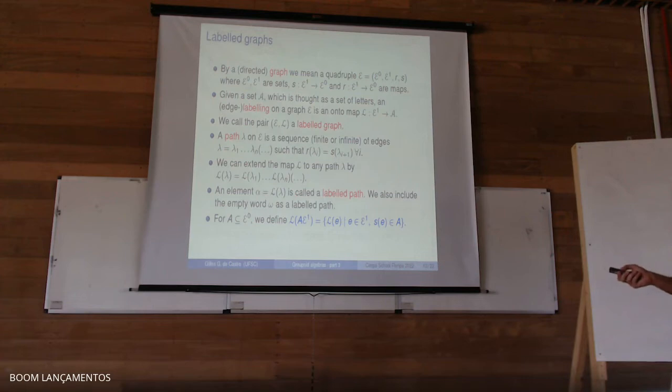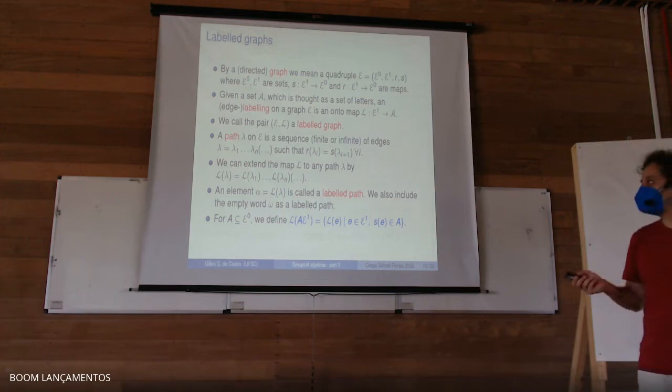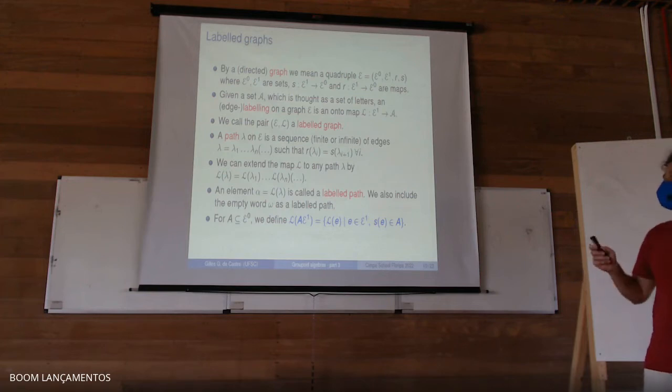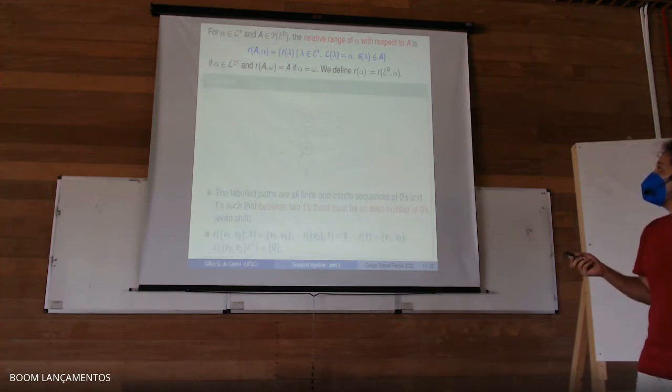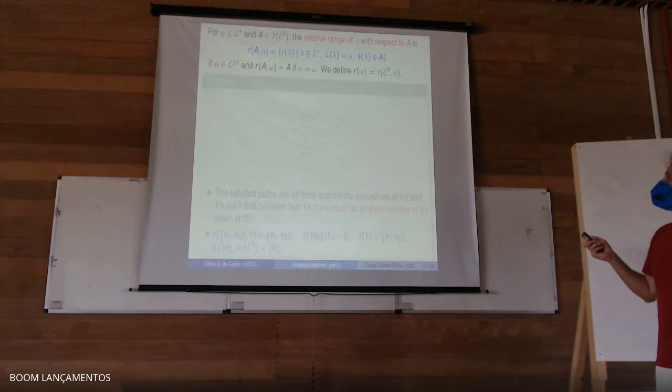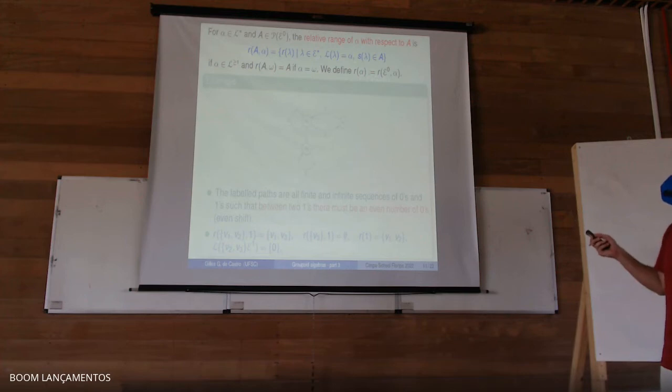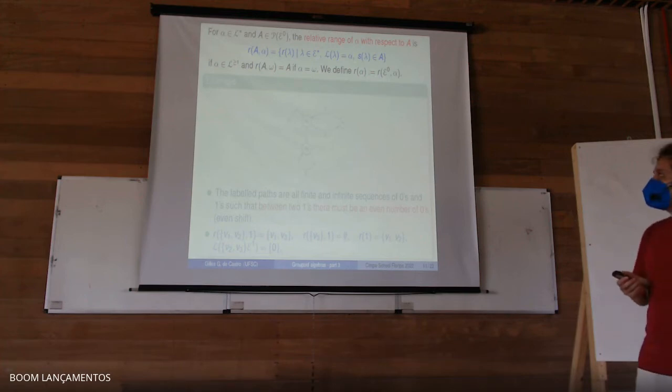And also, since we are not labeling vertices, we need this empty word to play the role of the labels on vertices. And for the relative range, when you don't walk anything, so you stay still, the relative range is just the set itself. In particular, if you start any place in the graph and you walk through alpha, then you have the range of the labeled path alpha.